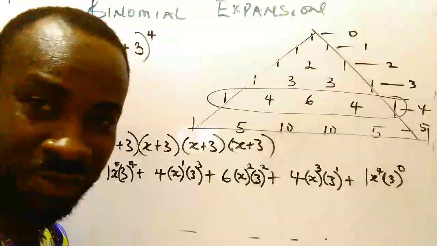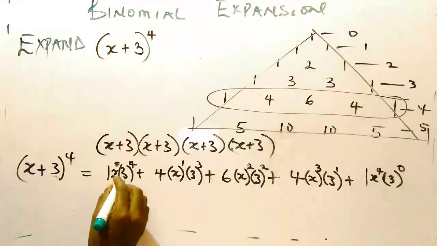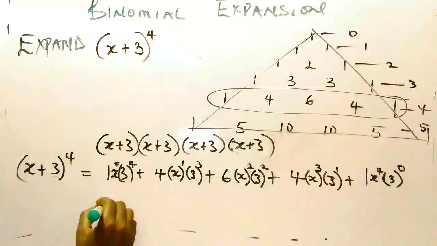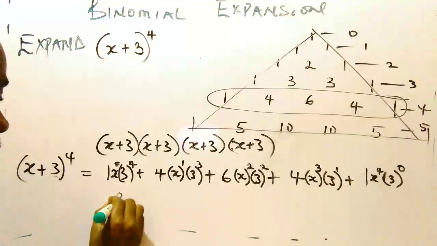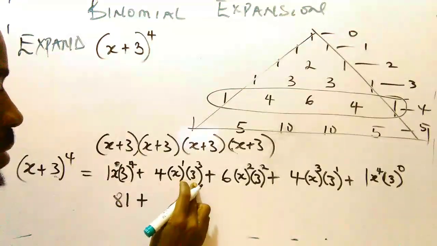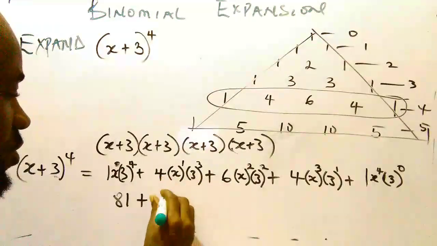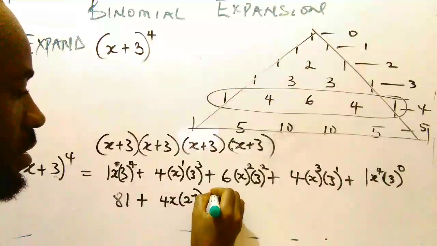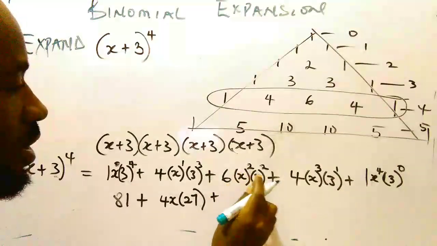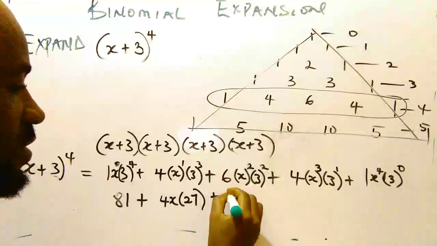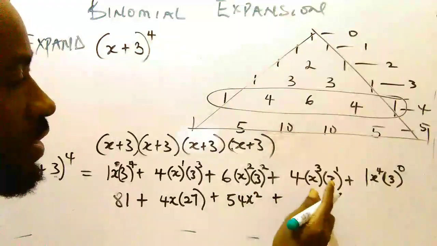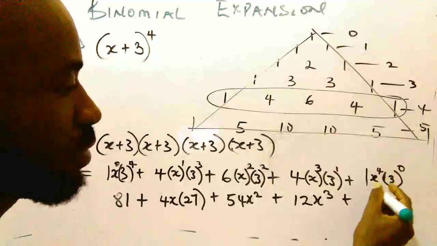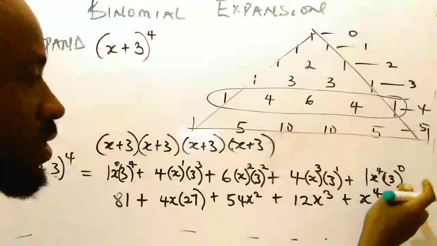All you need to do next is just to tidy up your work, okay? So I know that this means 3 raised to the power of 4. Remember, any x to the power of 0 is 1, so 3 raised to the power of 4, that is 81. Here, I'm going to have 4 times x, 4x times 27, okay? And then here, I'm going to have 9 times 6, 54x squared. And then here I'm going to have 4 times this, 12x cubed. And then here I'm going to have what? x raised to the power of 4, because 3 raised to the power of 0 is 1.